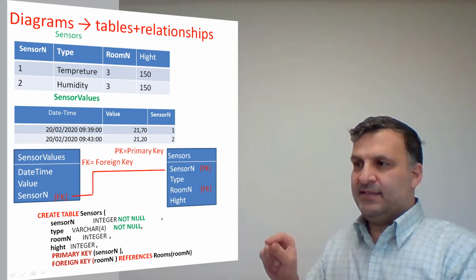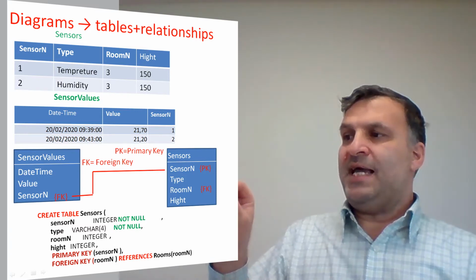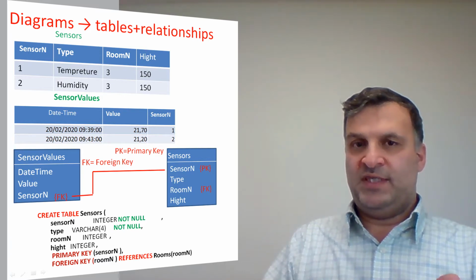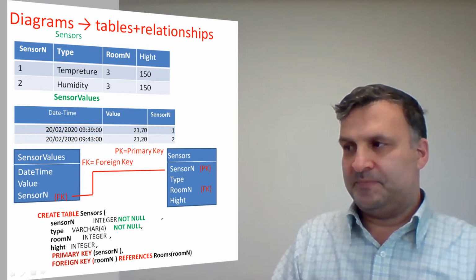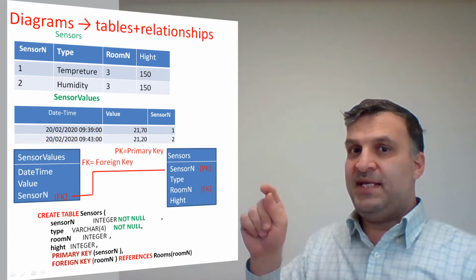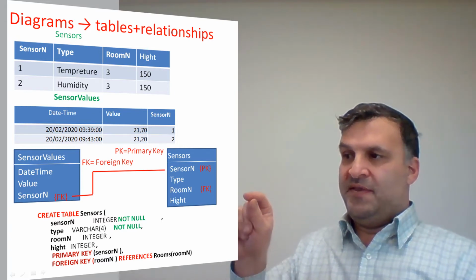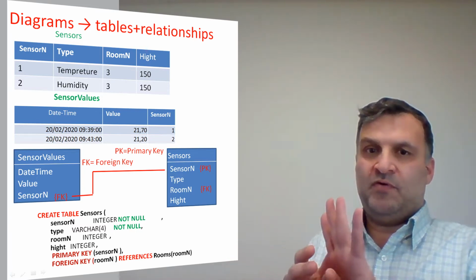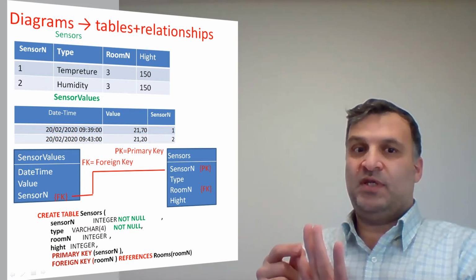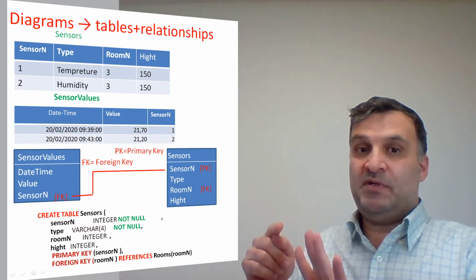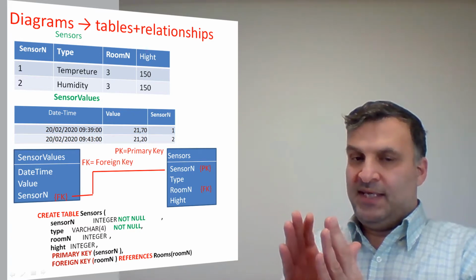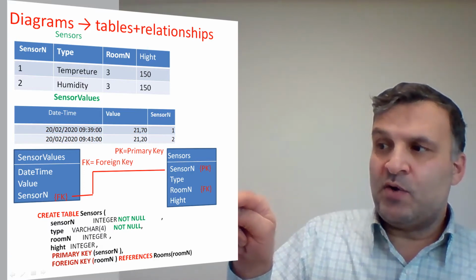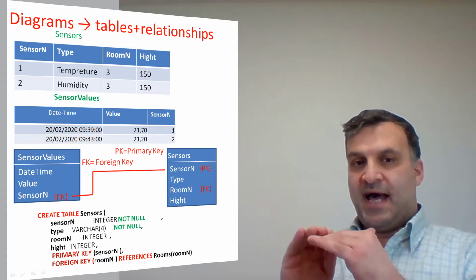And we said that the type of sensor number is integer, that it may have the value 0, 1, 2, 3, 4, etc. And it should not be null. The type of the sensors is represented by 4 characters. So we can say TEMP, for example, for temperature, HUM, for example, for humidity, etc. It should not be more than 4 letters. We said that the room number should be integer also, and the height should be integer.